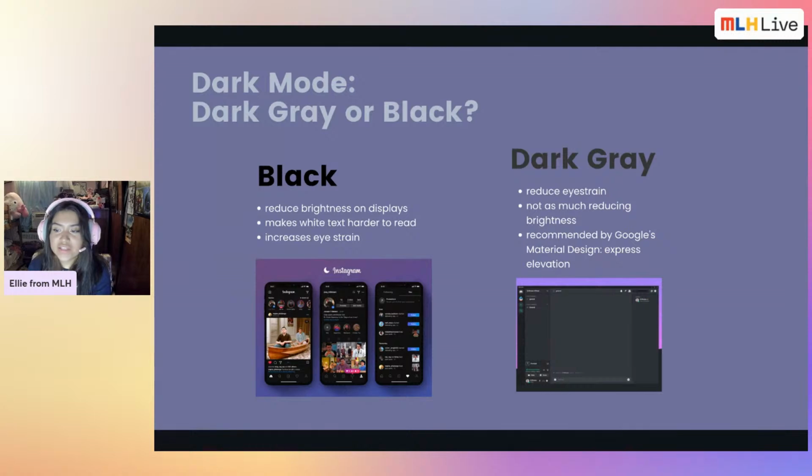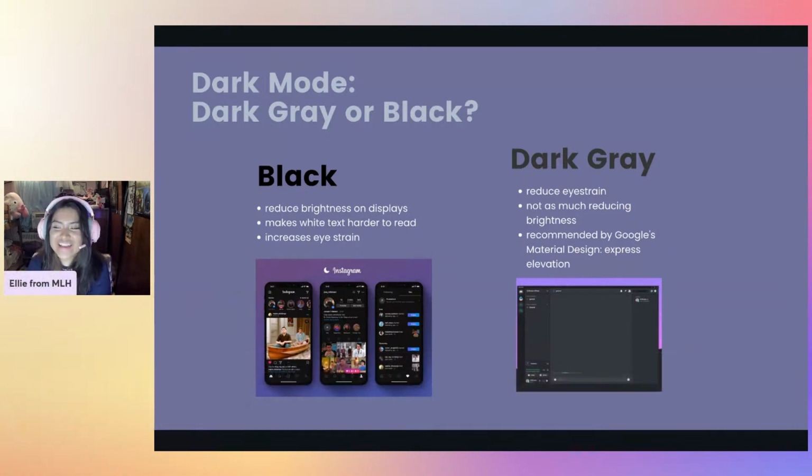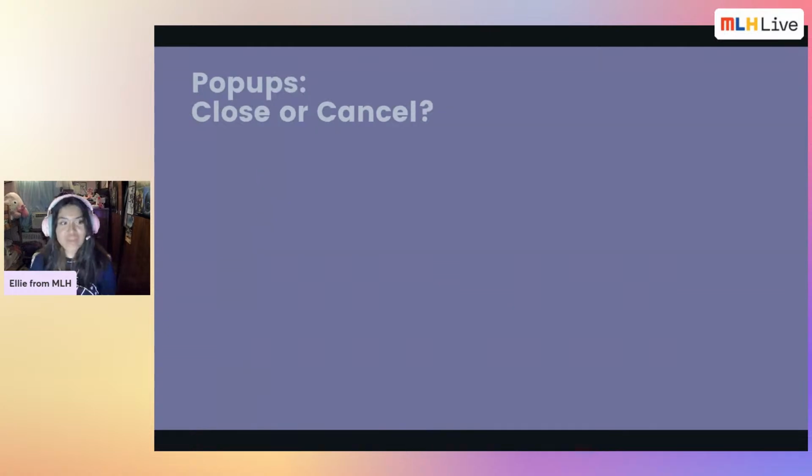Yeah, exactly. "The worst dark mode is the ugly blue thing." So true. I think, does Twitter have it? I feel like Twitter had some sort of ugly dark mode. I was like, I'm just going to switch to pure black. Twitter does. Okay, yeah. I don't know what Twitter's doing. Anyways, terrible.